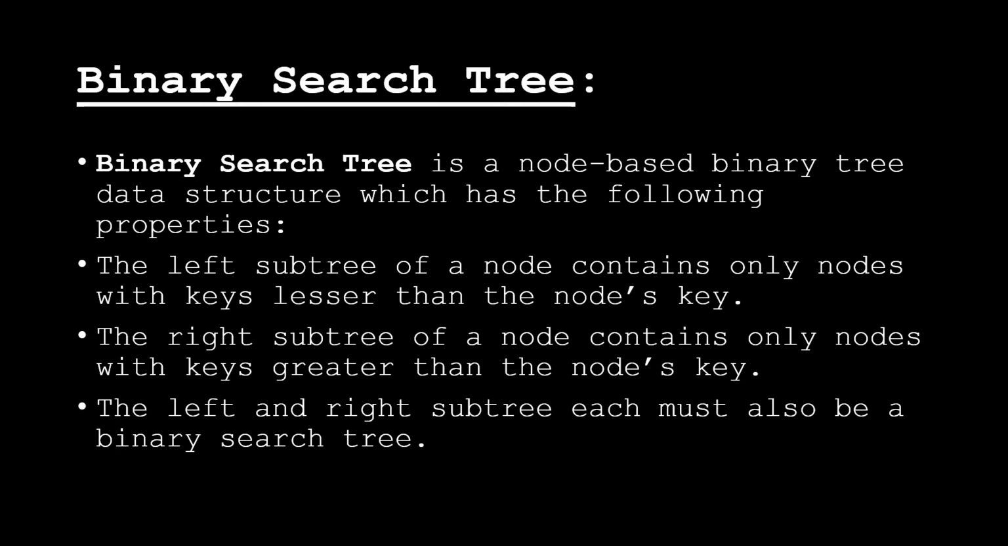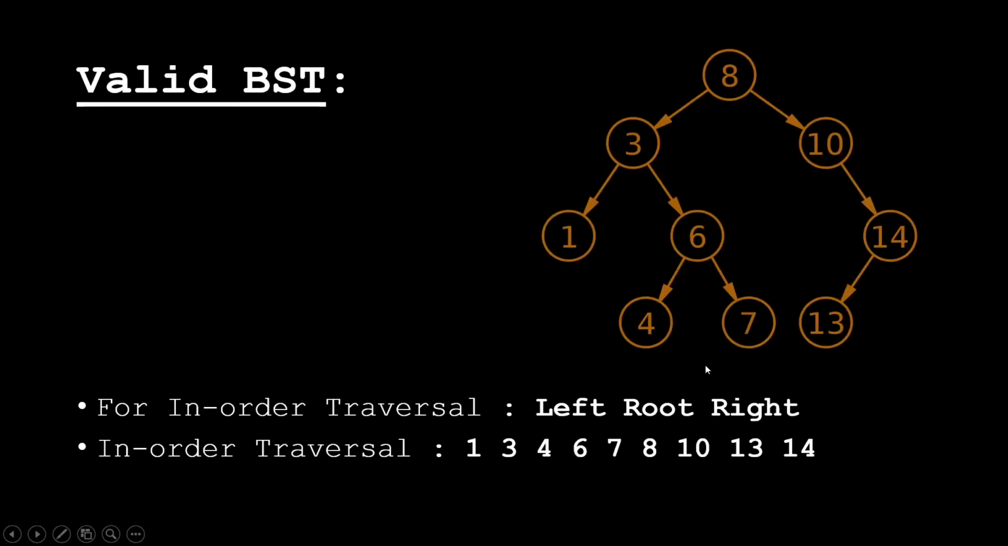You can clearly see in the second line, the left subtree of a node contains only nodes with keys lesser than the node's key. And similarly, the right subtree of a node contains only nodes with keys greater than the node's key. I'll show you an example here. So this is a binary search tree. Let's start from 8. If you observe clearly, all the elements in the left subtree of 8 are lesser than 8: 3, 1, 6, 4, 7. All these elements are less than 8. And in the right subtree, 10, 14, 13, all these elements are greater than 8.